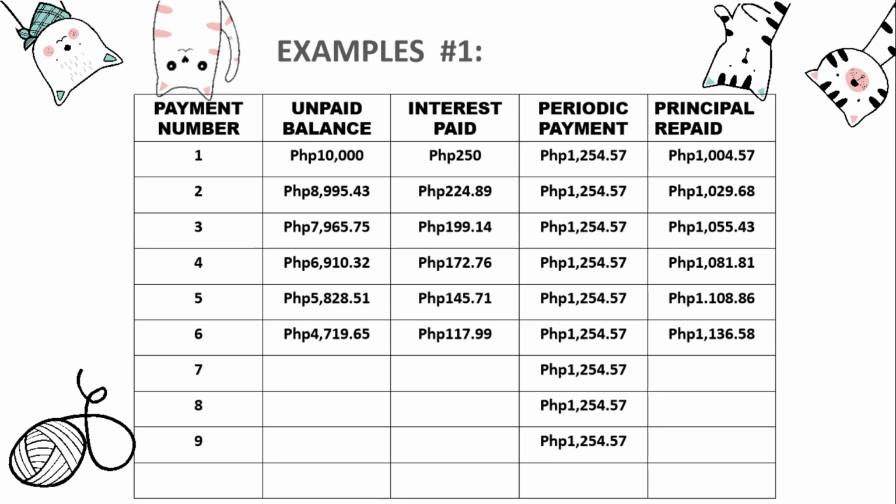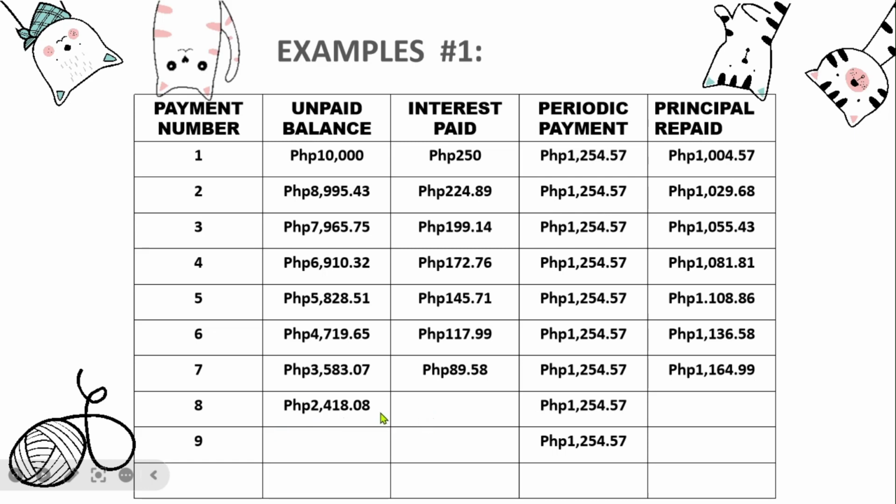Let's subtract it from our unpaid balance, which is 4,719.65. We will get our new unpaid balance, which is 3,583.07. Let's again multiply it by our I, which is 0.025. We will get our new interest paid, which is 89.58 pesos. Let's subtract it from our periodic payment, and we will get our new principal repaid, which is 1,164.99. We will subtract it from our unpaid balance, which is 3,583.07. We will get our new unpaid balance, 2,418.08.